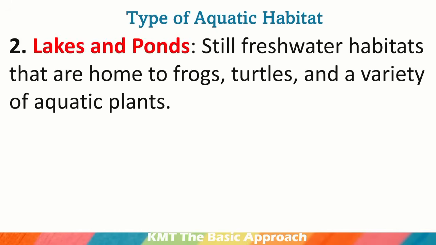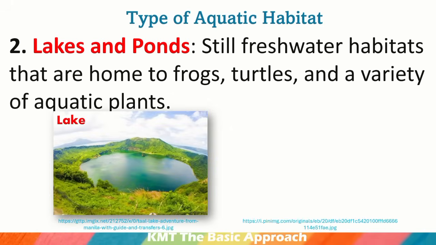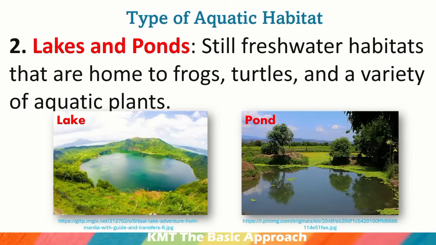Number 2. Lakes and ponds. Still freshwater habitats that are home to frogs, turtles, and a variety of aquatic plants. Lakes are generally deeper while ponds are shallow. Lakes are larger and more open, while ponds are smaller and enclosed. Ponds are always freshwater, while lakes can sometimes be saltwater.